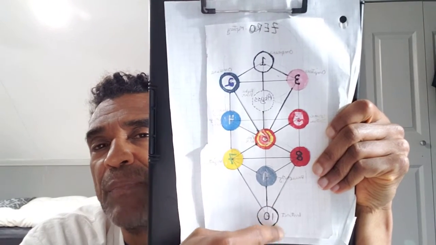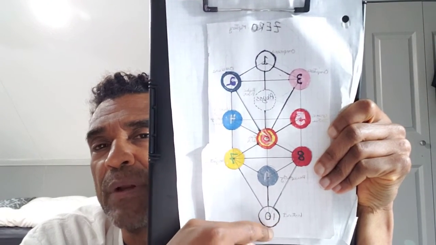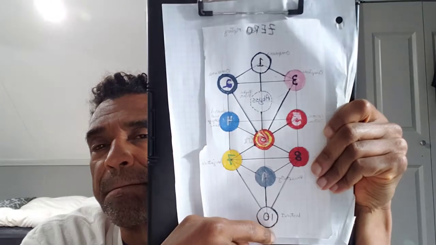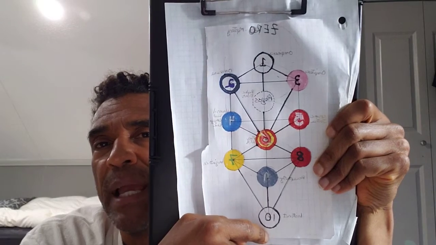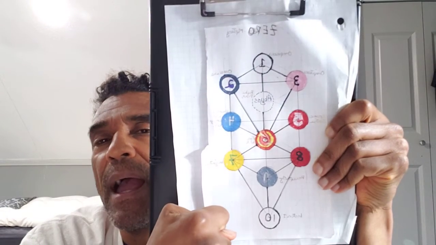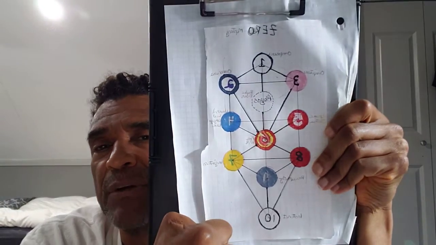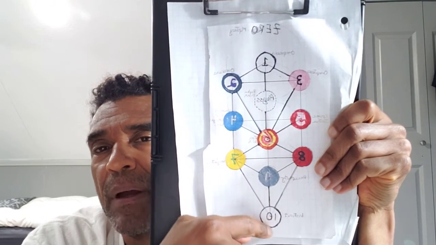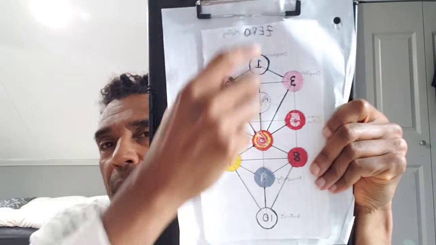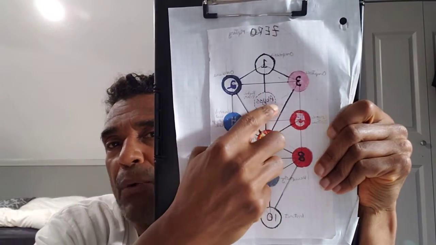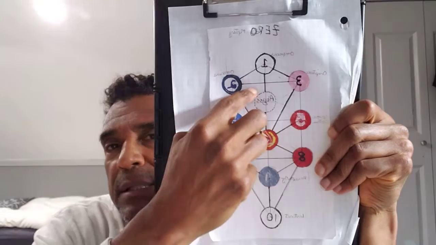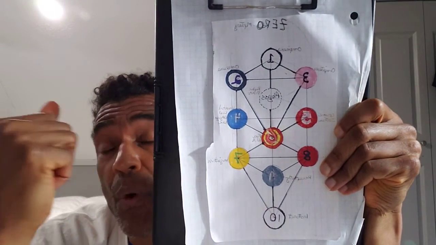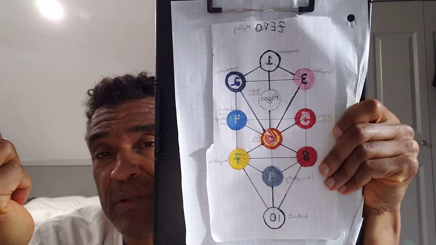So the tree of life is a map of our consciousness. Each one of the circles or spheres on the tree represents a different aspect of our consciousness, or a different faculty of our consciousness. There are 12 of them, numbered from 10 to 0, which also adds in the abyss here. So a total of 12, and each one is a different aspect of our consciousness.